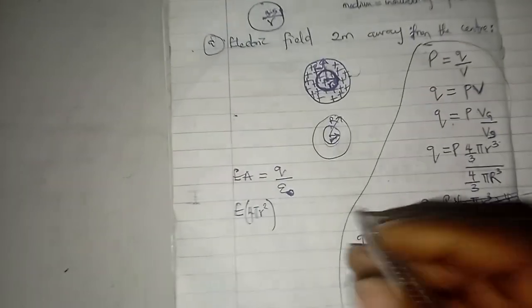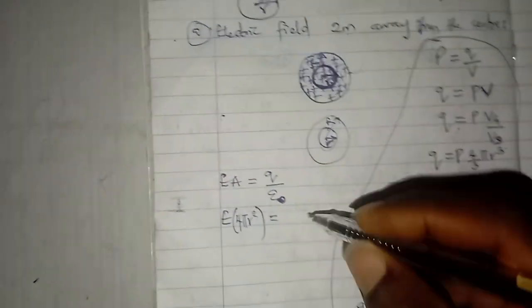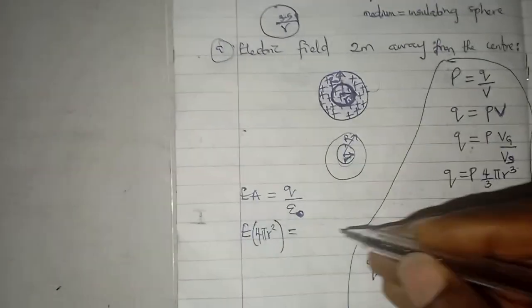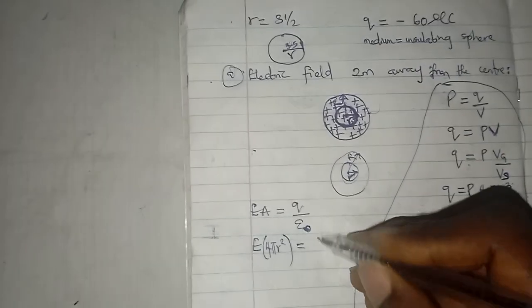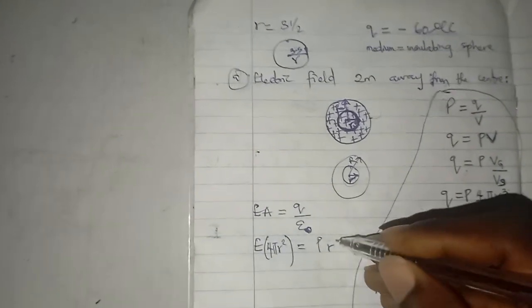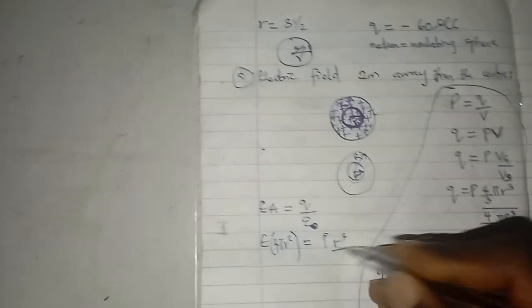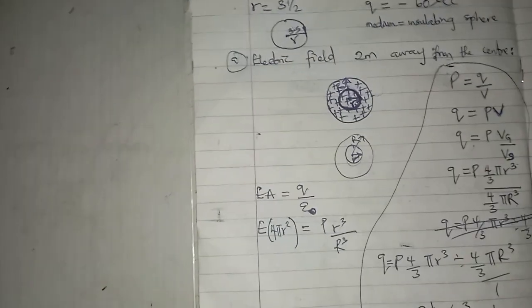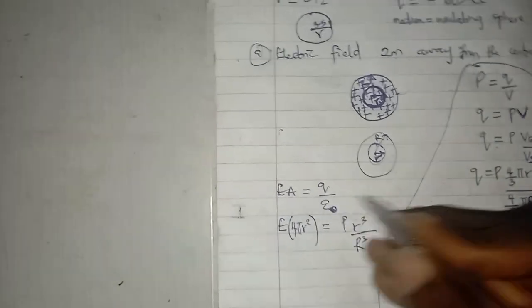That's the area of a sphere, then equals to charge. I have P R cube all over R3. So if I make E subject of the formula, and remember that there's epsilon 0 here.